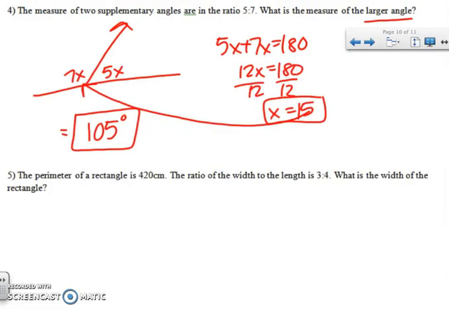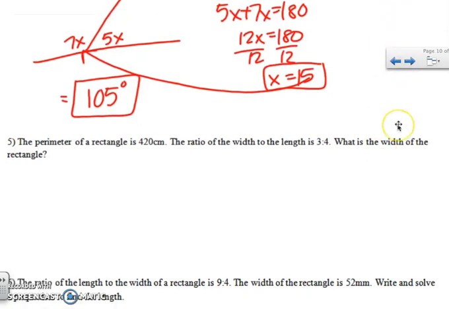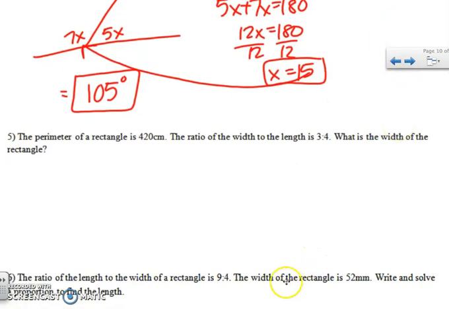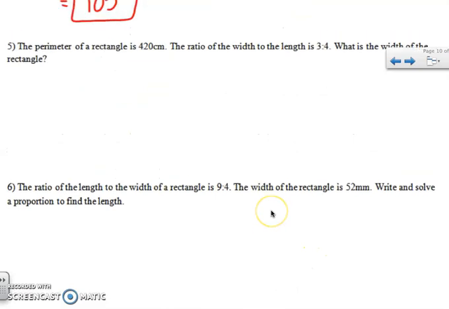On number 4, you had to know what supplementary meant, and that's 2 angles that equal 180. So again, I gave my smaller angle the 5x, my larger angle the 7x. So I set an equation equal to 180 and got x equals 15. And then the problem wanted the largest angle, so I plugged it back into 7x to get 105 degrees, okay? So that's how you can use them with angles and sides. But let's talk about shapes now.